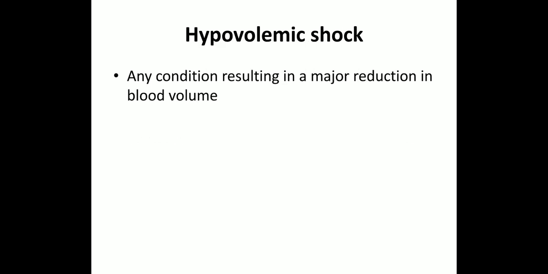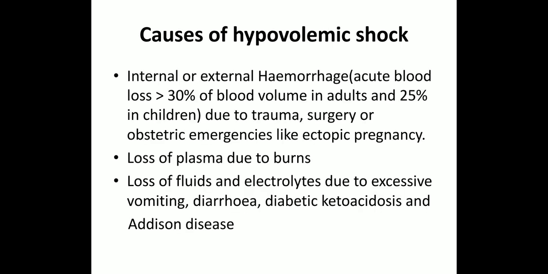Then number one is hypovolemic shock. As the name suggests, there is hypovolemia, a major reduction in blood volume. So what are the causes? The most common cause is hemorrhage due to acute blood loss from trauma, surgery, or emergency. Then in burns, there is loss of plasma, and in diarrhea and vomiting, there is loss of fluid and electrolytes. So these all can lead to hypovolemia and ultimately can lead to shock.